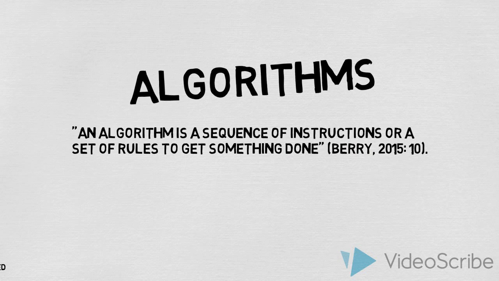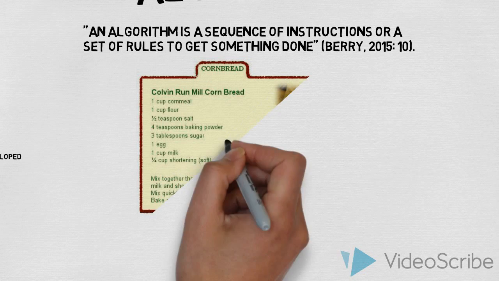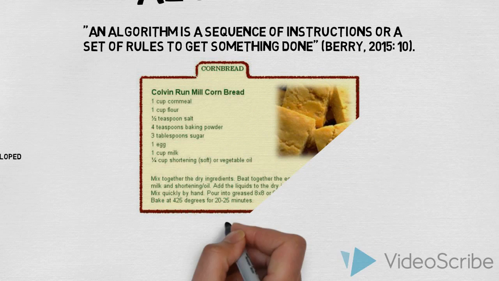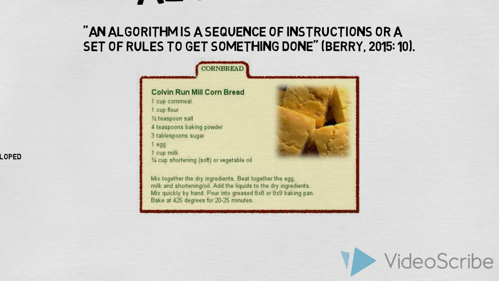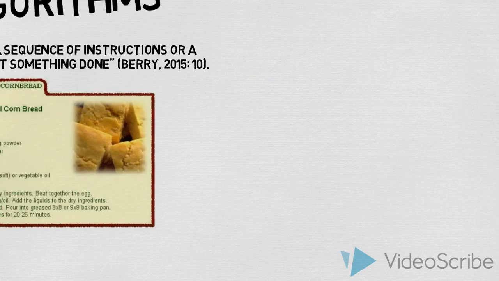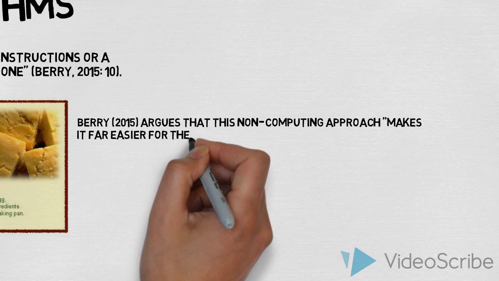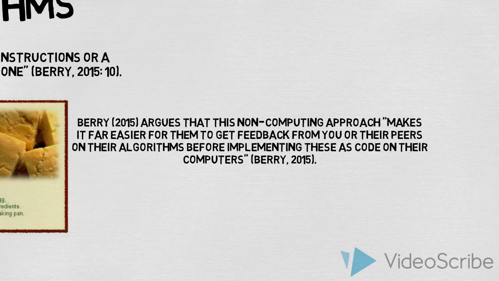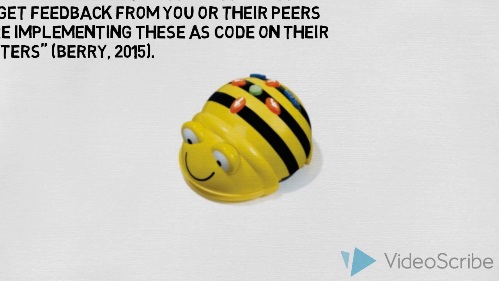Teaching algorithms doesn't have to be confined to computing. Algorithms are present in everyday life, school routine, following a recipe. In practice, pupils could physically write an algorithm in order to get a better understanding of how they're doing in their work, for example making a jam sandwich. Berry argues that this non-computing method makes it far easier for them to get feedback from you or their peers on their algorithms before implementing these as code on their computers. Knowledge of algorithms is then transferred to the use of Bee-Bots or Scratch for programming.